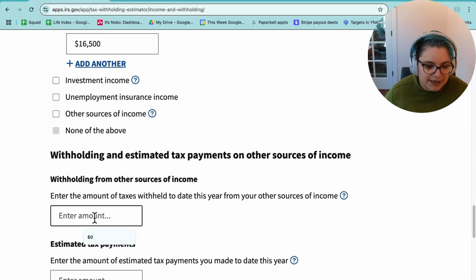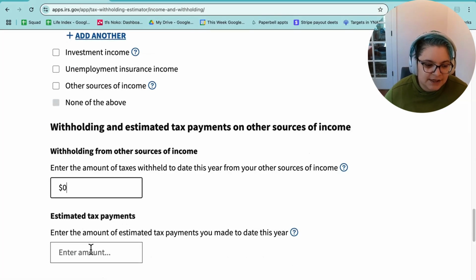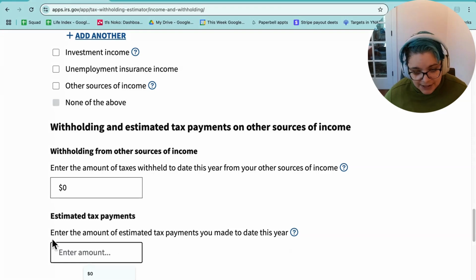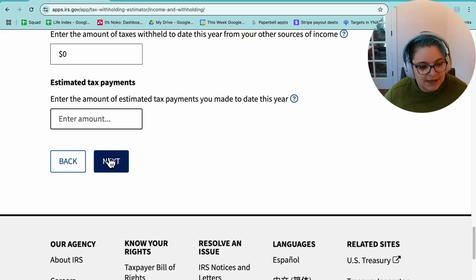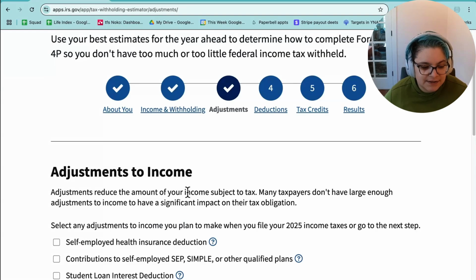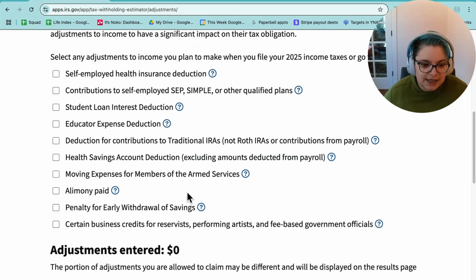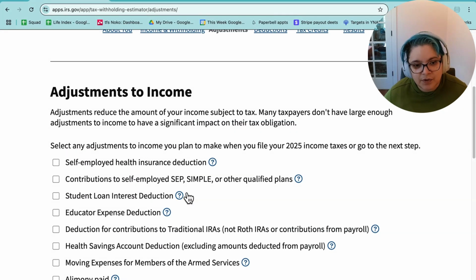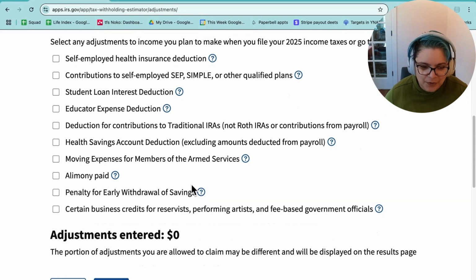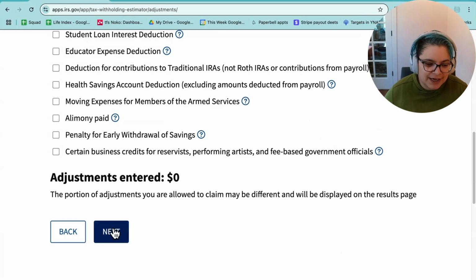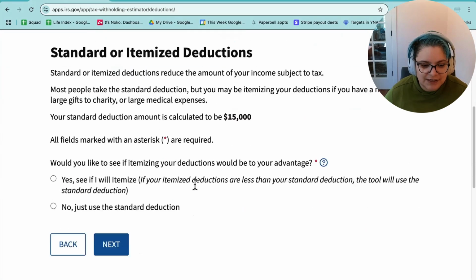I'm saying I haven't paid in anything yet. If you have put in estimated tax payments already, you want to put them here. And you're going to go to next. A nifty thing about this calculator is when you tell it you have self-employment income, it will take care of the thing where you take half of the self-employment tax it calculates and it becomes a deduction. It takes care of all of that. It's quite nice.